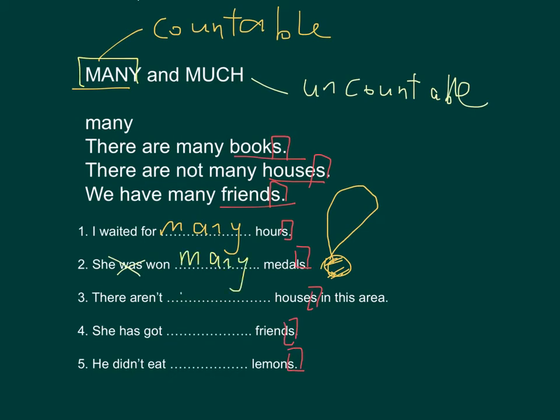So the same applies to the following questions, right? Number 3, there are not many houses in this area. And number 4, she has got many friends. And number 5, he didn't eat many lemons.